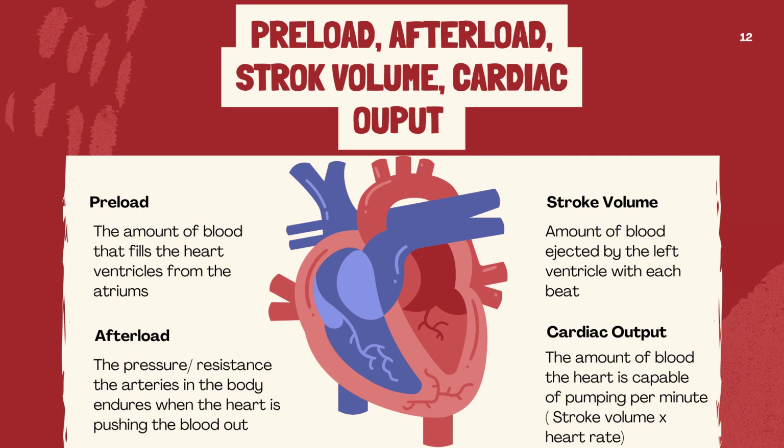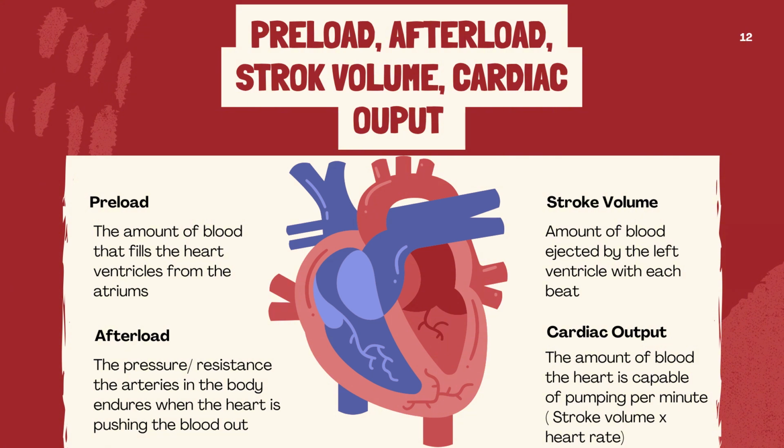Starting with preload, it represents the amount of blood that fills the heart ventricles from the atriums. Moving on, the afterload. This represents the pressure/resistance the arteries in the body endure when the heart is pushing the blood out. And stroke volume. It represents the amount of blood ejected by the left ventricle with each beat. And lastly, the cardiac output. This represents the amount of blood the heart is capable of pumping per minute. This can be calculated with the equation stroke volume times heart rate.